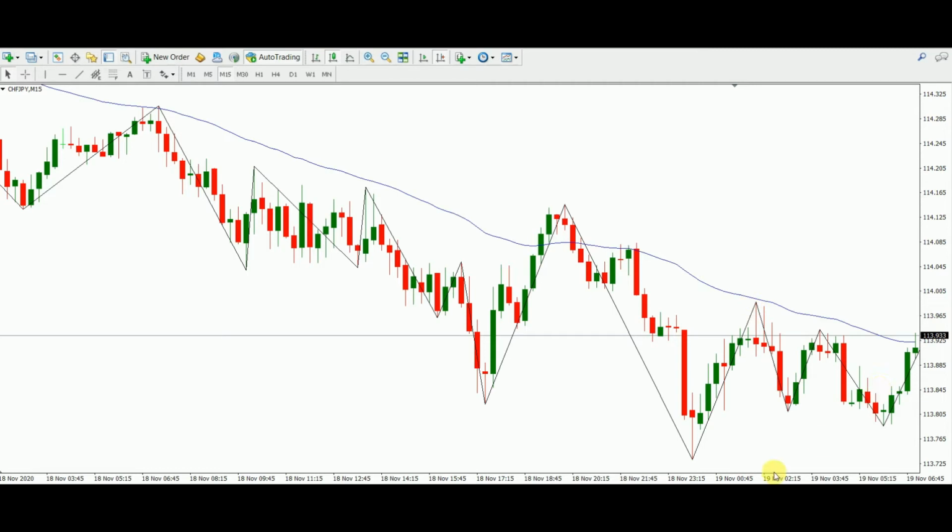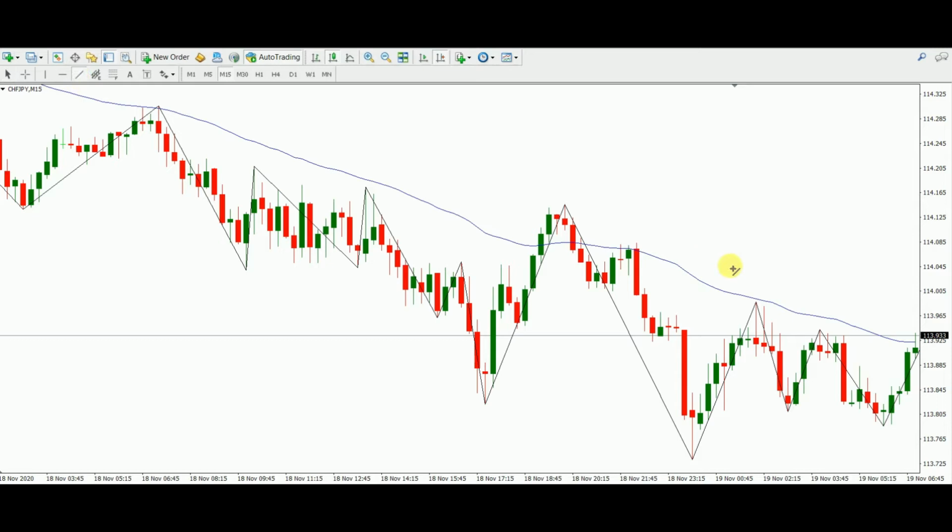Then you have lower highs. You see here this is a low, then this is a lower high. Then again here, a lower high than this one. If you start from here, this will be a low, then a lower high, lower high.